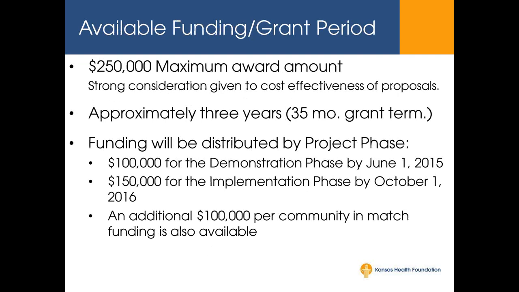Available funding. Again, this award is a $250,000 maximum award amount. Strong consideration is given to cost effectiveness of proposals. This grant is for approximately 3 years or 35-month grant period. Funding will be distributed by the project phase. There will be $100,000 for the demonstration phase by June 1st, 2015. There will be $150,000 distributed for the implementation phase by October 1st, 2016.